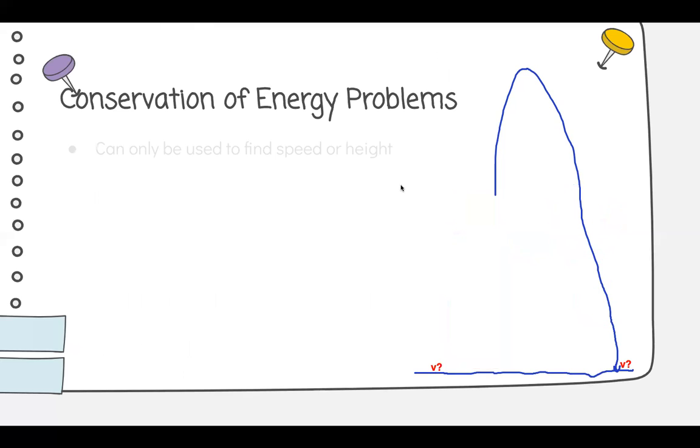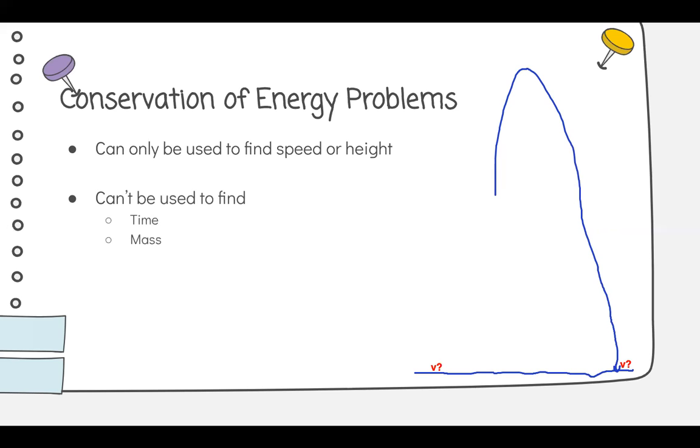Drawbacks that you should probably know about. You can only use it to find speed and height. I don't know if you noticed that. You can't use it to find mass or height or time. Sorry, not height. Mass or time or force. Since mass cancels out, you actually can't use that method very easily to find mass.